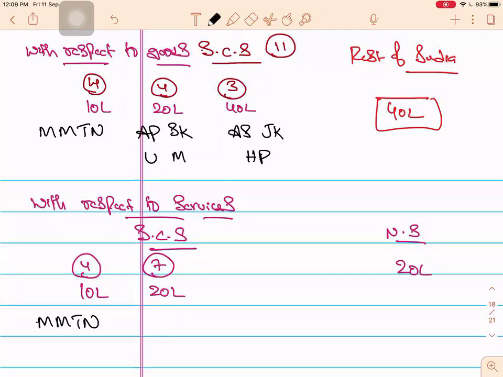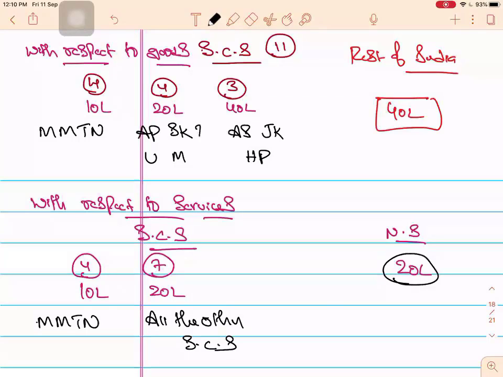MMTN. Understood what I am saying? What is meant by MMTN? Mizoram, Meghalaya, Tripura, Nagaland. And for all the other special category states, the limit is 20 lakhs. Whereas for the normal states, it is also 20 lakhs.